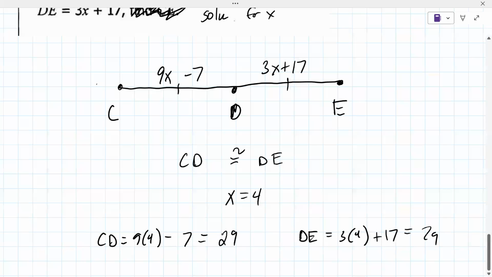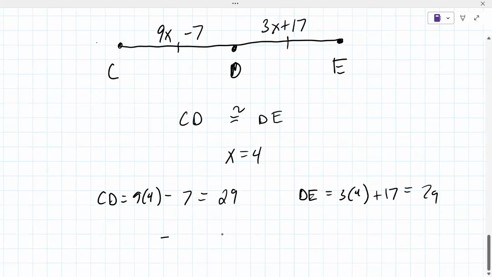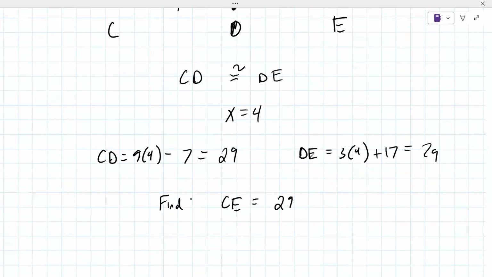Now, if we go back to the original question, it says to find CE. How can we use those answers to find CE? We could add them. Yes, very good. 58.